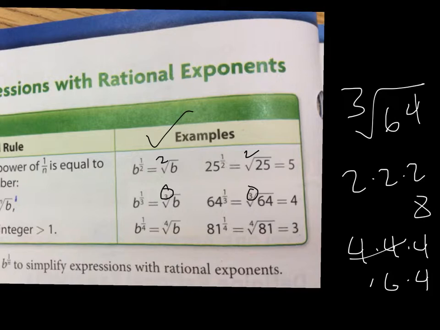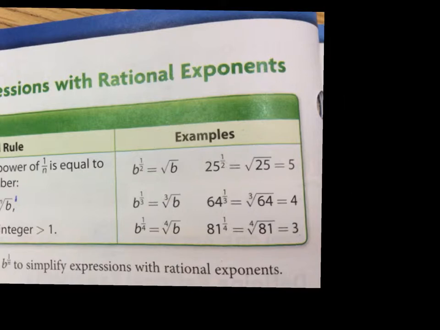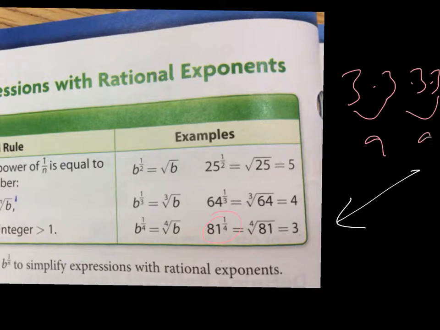Now, let me go ahead and erase that so I can get that out of the way. If you look at this one right here, this is the 4th root. So it's the 4th root of b. We're doing the same thing right here. It's the 4th root of 81. So the 4th root of 81 is 3. That means 3 times 3 times 3 times 3. 3 times 3 is 9. 3 times 3 is 9. And 9 times 9 is 81. That's why the 4th root of 81 is 3.